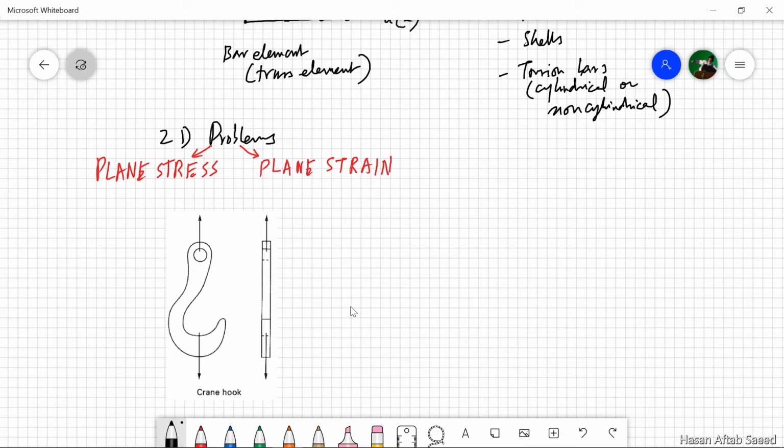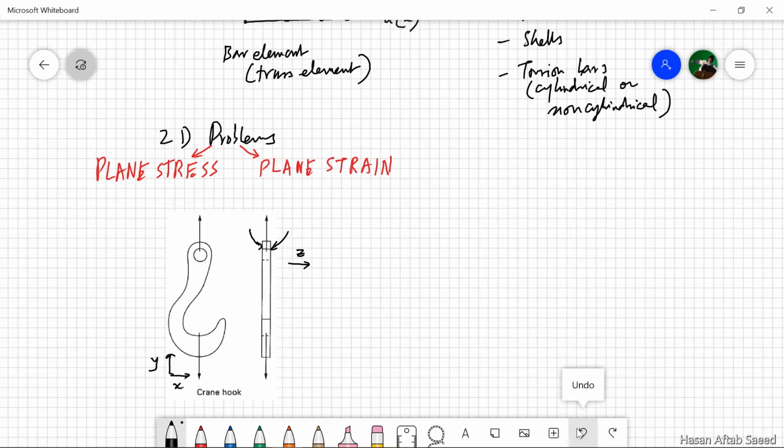Both its faces are free surfaces, so there's no stress here. In the thickness direction, we call it the z direction, and the plane of the problem is xy. So if there's no stress in the z direction on the two faces and the plate is thin, then it is reasonable to assume that stress in the z direction throughout the thickness is 0 or very close to 0. So there's no stress in the z direction, or as we call the out of plane direction.